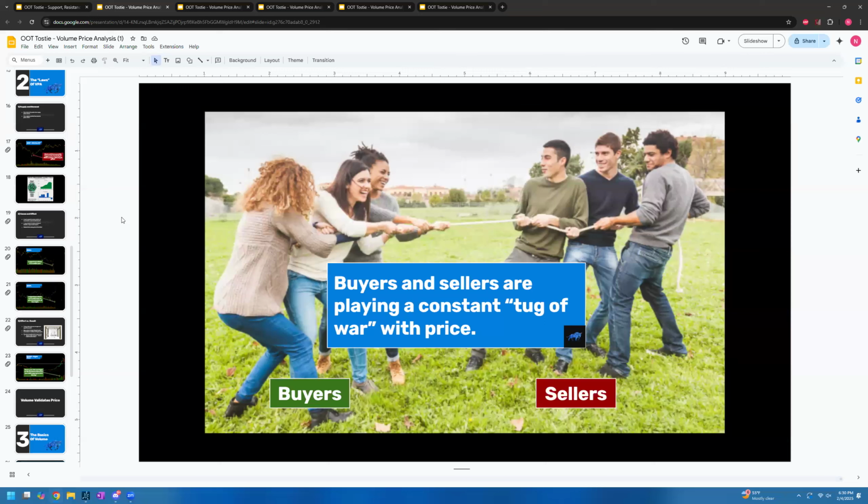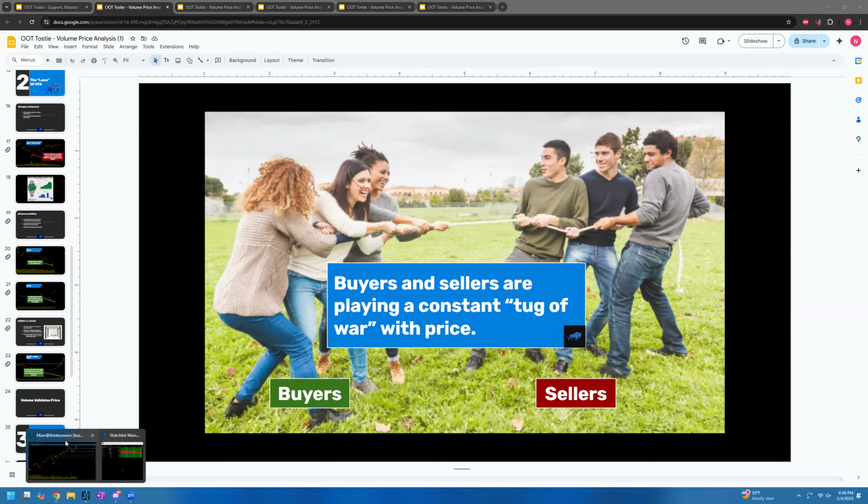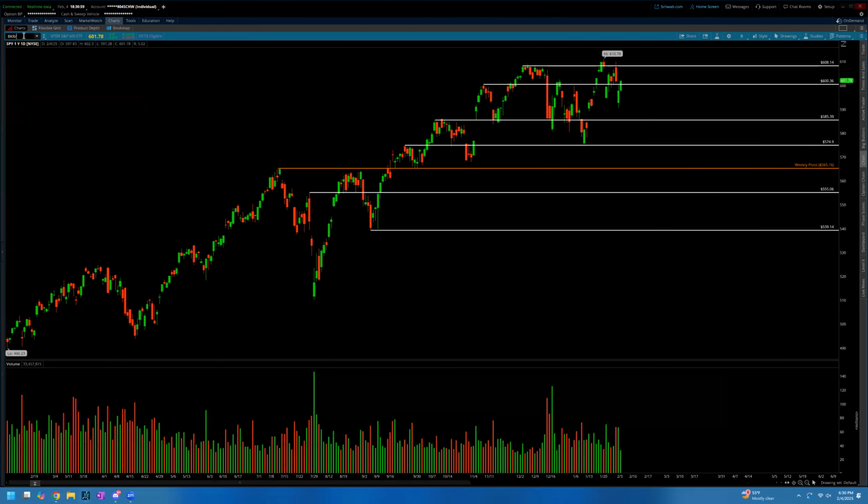JJ asks, is volume and liquidity the same thing? Technically, no. They're used a lot as synonyms, but technically liquidity is the ease of being able to buy and sell an asset, which doesn't necessarily need to correspond to volume. Like something like Berk B or Berk A, Berkshire Hathaway.